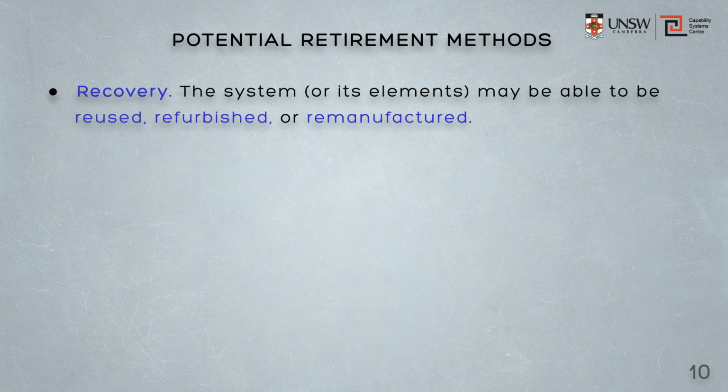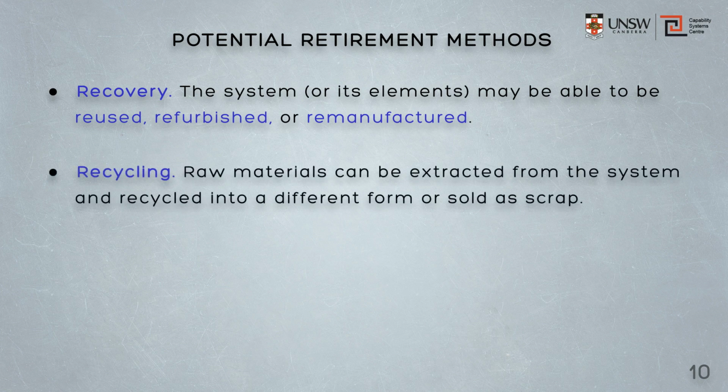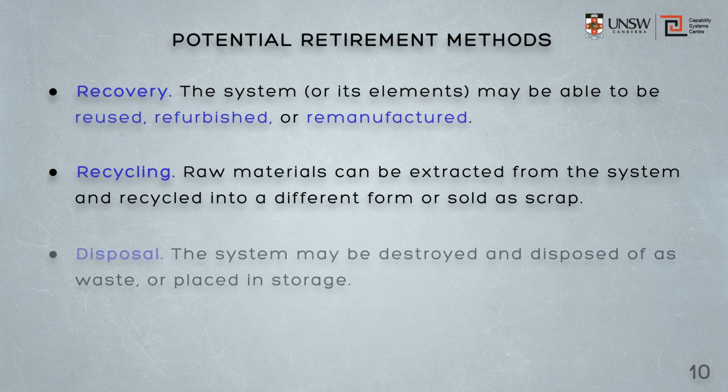similar to refurbishment, but in remanufacturing the system would be completely disassembled, any worn parts replaced with new parts, and then reassembled. And then there's recycling. In recycling, raw materials are extracted from the system and then recycled into a different form or sold as scrap. And then ultimately in disposal, the system is simply destroyed and disposed of as waste, or perhaps in the case of an expensive asset such as a major aircraft, placed in storage.